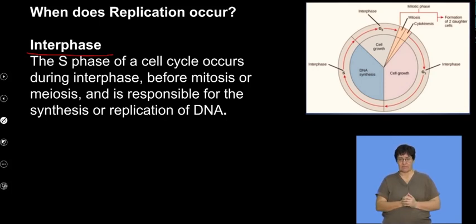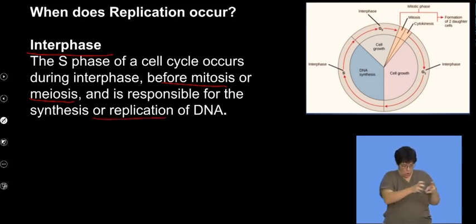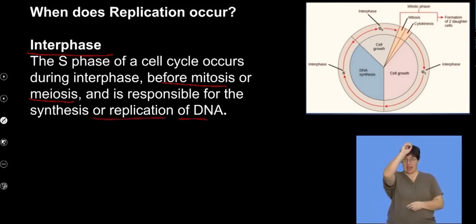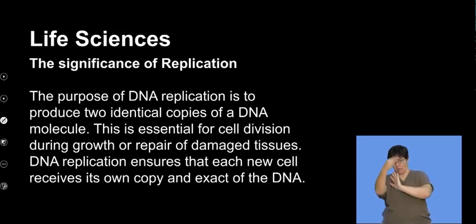And we see this in mitosis and meiosis, and it's important that the cell is able to copy the DNA so that the daughter cells at the end of cell division have an exact copy of the genetic information.